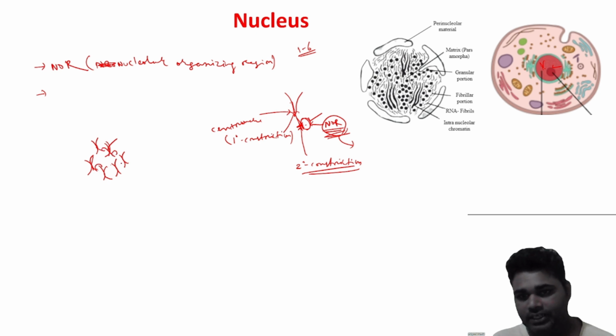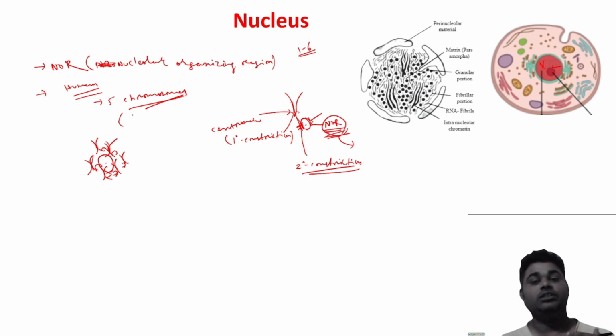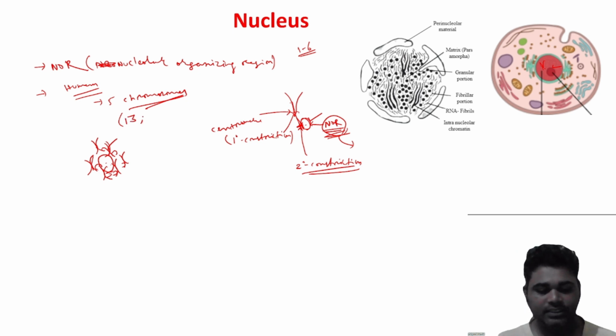So by combining this secondary constriction of the NOR region, a nucleolus is formed. So if we ask, in the human, around how many chromosomes the nucleoli are formed, and if you ask exactly which are the 5 chromosomes around which the nucleolar organizing region is formed, the answer will be 13, 15, 20, 21 and the 24th chromosome.